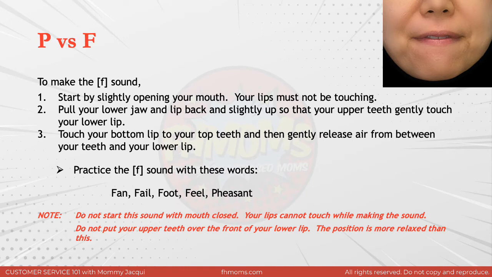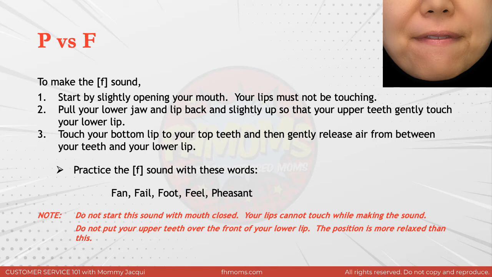Now, let's move on to the letter F. To make the F sound, start by slightly opening your mouth. Your lips must not be touching. Then pull your lower jaw and lip back and slightly up so that your upper teeth gently touch your lower lip. Now look at the picture as a guide, okay?